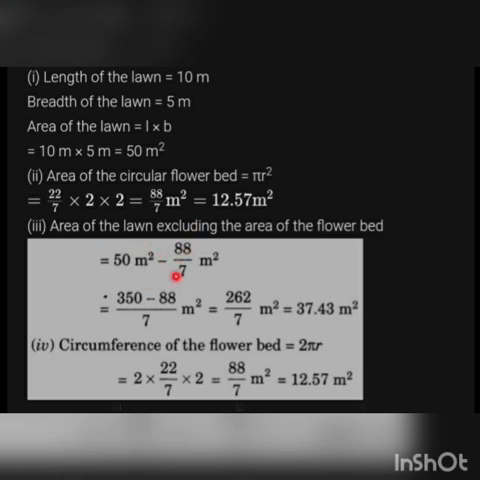Now this is a whole number and this is a fraction. So making this also a fraction, 7 we are multiplying, 350 minus 88 by 7, 262 by 7 is equal to 37.43 meter square, or directly you can subtract 50 minus 12.57. The same answer you will get, 37.43 meter square. So the area of the lawn without this flower bed is 37.43.